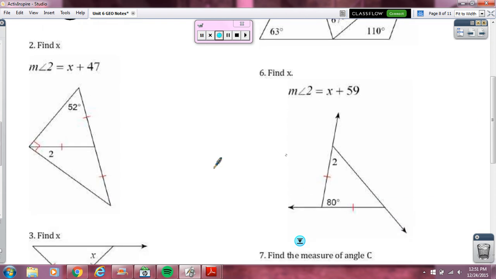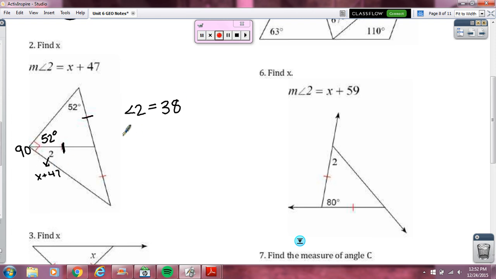Number 2, find the measure of angle x. Find x if the measure of angle 2 is x plus 47. Alright, this is 52, and I see these markings, so that means that the angles across from those have to be the same. So this guy's 52 as well. The right angle box means the total here is 90, so angle 2 is going to be equal to 90 minus 52, which is 38.